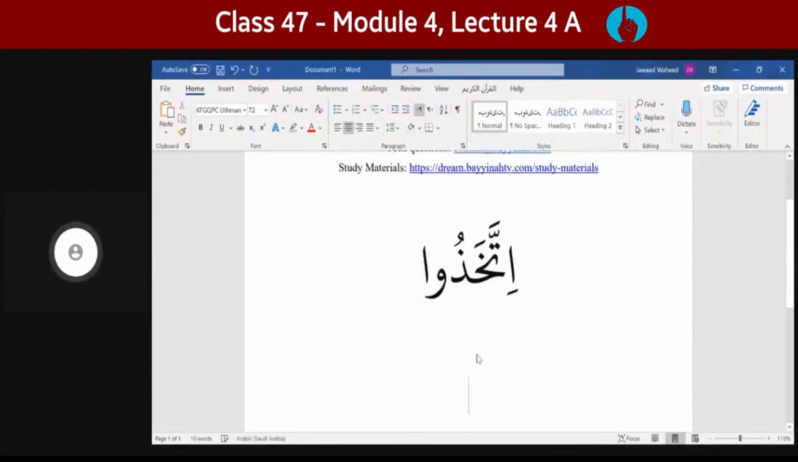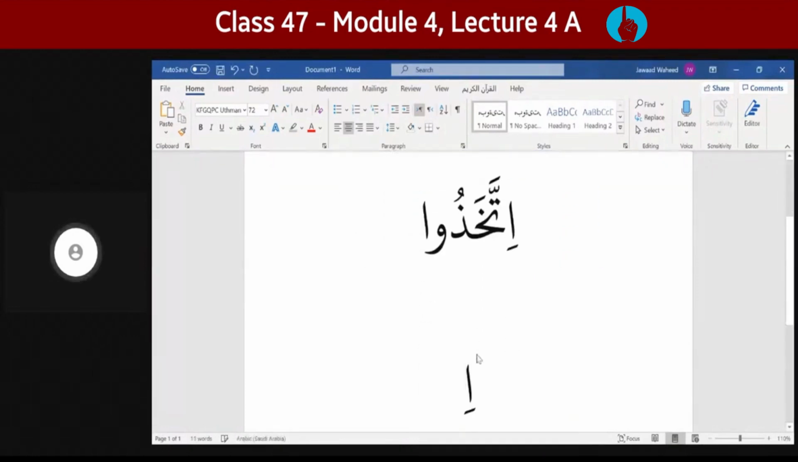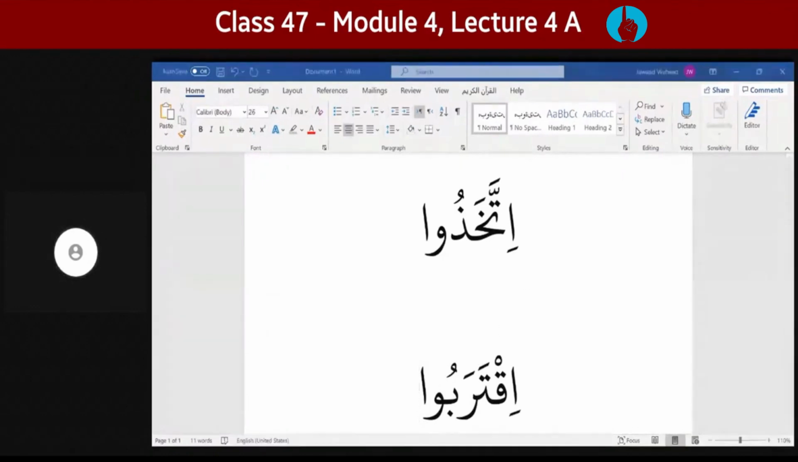Okay, so the word ittakhadhu comes from, and some of you already got this, alhamdulillah, so that's good for you guys. It comes from the iqtaraba family, conjugated for all of them. So hum iqtarabu. That's what ittakhadhu is. Ittakhadhu, iqtarabu.